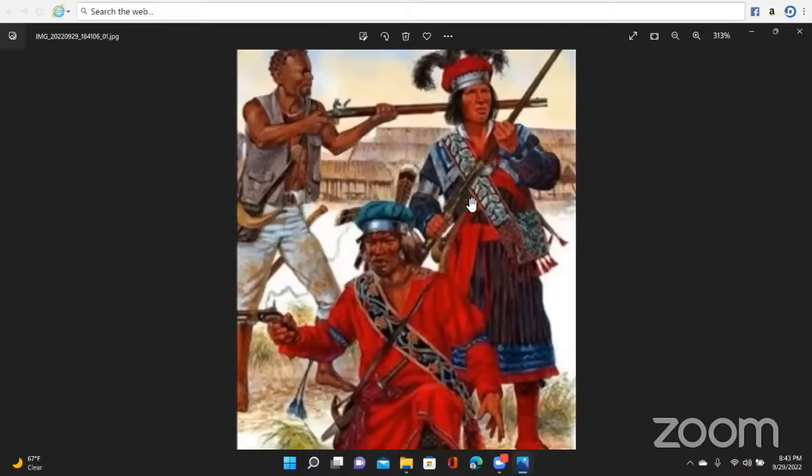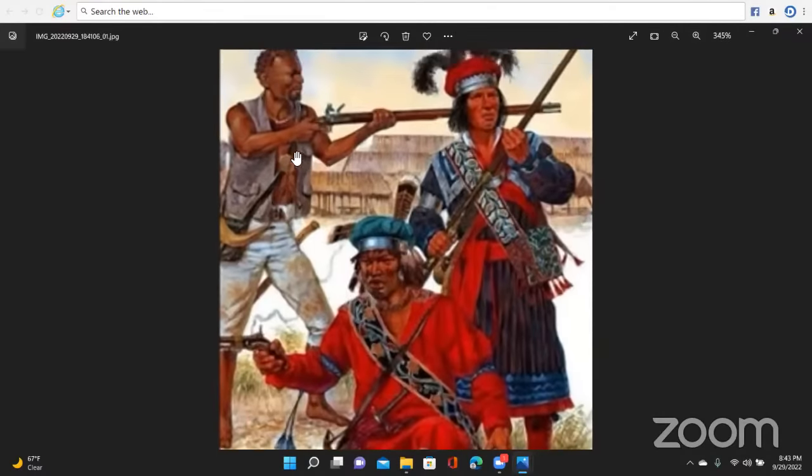Okay, now look at these people. This is a picture of your Seminole Nation fighting against the enemy. This is what we looked like. This is how we dress. That's right. Now you notice we got different styles of dress, different headgear. That's because we a conglomeration of tribes right now. It's fire. Okay, let's go on to the next one.